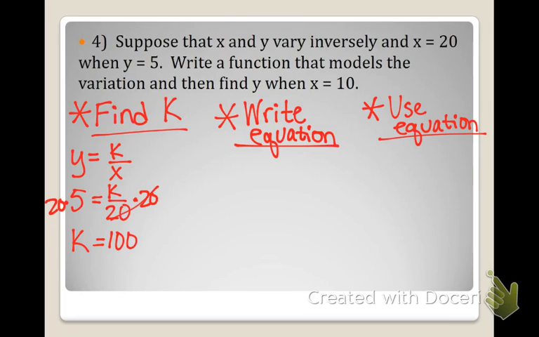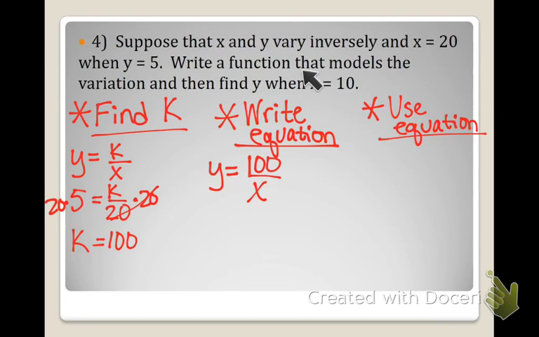All right, now that we found K, we're going to write our equation. So Y equals 100 over X. That's all there is to it. We just plug in our K. Some problems just ask you to write an equation. That's fine. This one, we also have to use it.